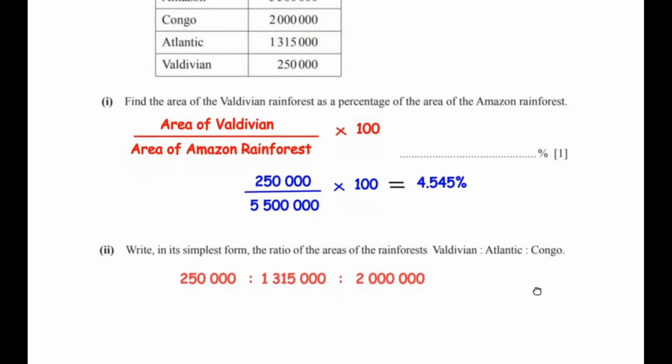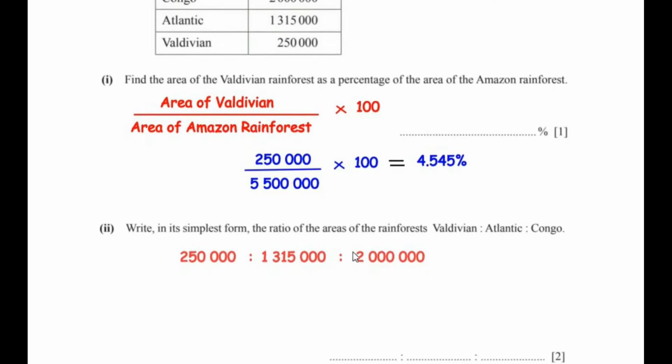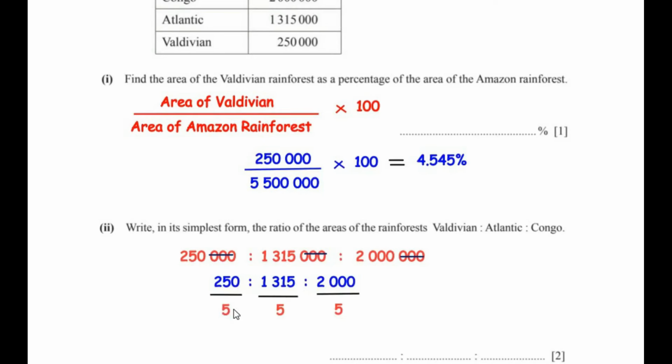Now here we are going to begin by simplifying these numbers, starting with cancellation of 3 zeros from all 3. So we can divide each of these numbers by 1000 and cancel them off. So this will simplify as 250 is to 1315 is to 2000. Now each number is ending with a 0 or a 5, which means these numbers are divisible by 5. So we are going to divide each number by 5.